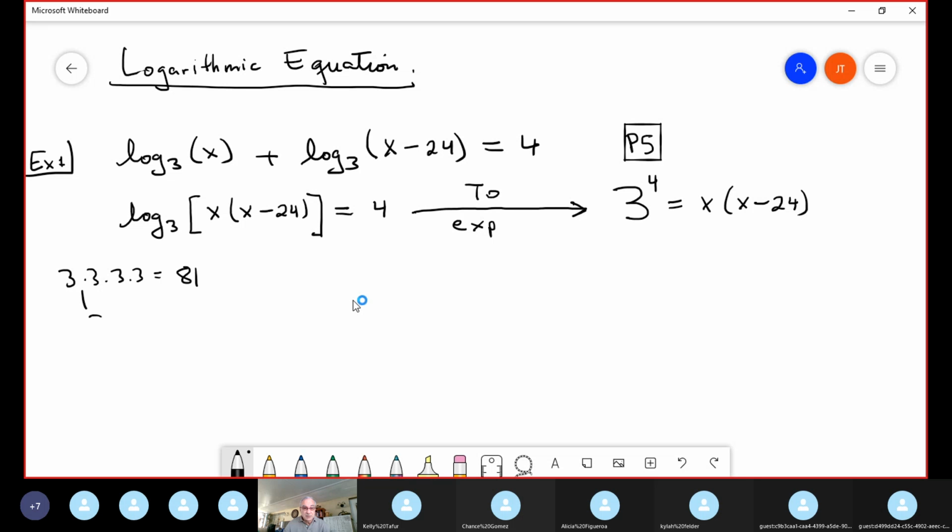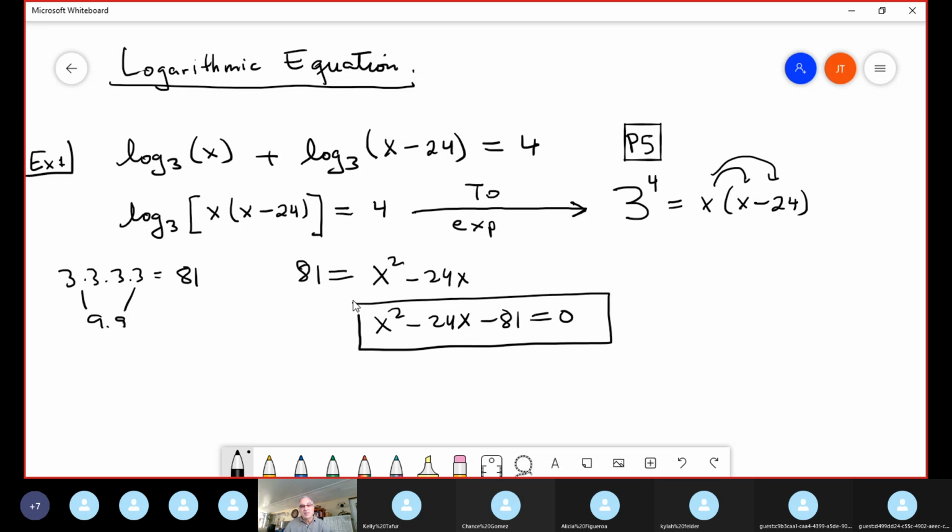3 times 3 is 9. 3 times 3 is 9 again, and 9 times 9 is 81. So basically, at this moment, we have this equation: 81 is equal to x times x minus 24. You apply the distributive property here: x squared minus 24x. Wow, this is a quadratic equation. It's obvious it's a quadratic equation, right? Let me try to write it in standard form. So in standard form it is x squared minus 24x minus 81 equal to 0, with the right hand side 0.